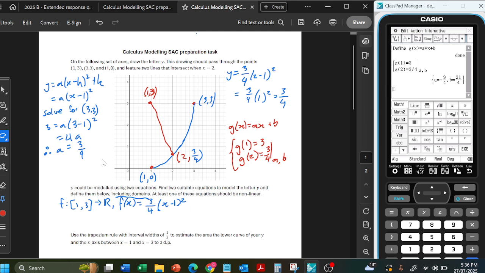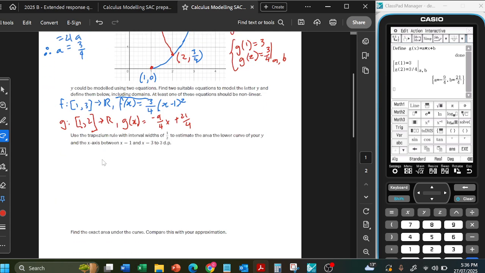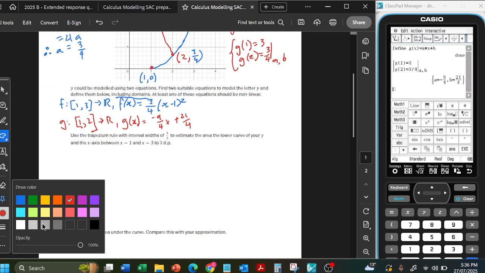So let's define our linear equation now. Our linear equation is going from x equals 1 to x equals 2. That's where it intersects that blue line. The codomain is always R. g of x is equal to negative 9 over 4 x plus 21 over 4. Okay, so now we've got our two equations. That's fantastic. We've answered part A.